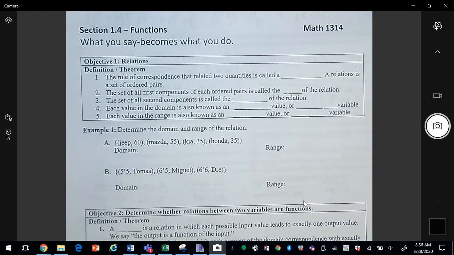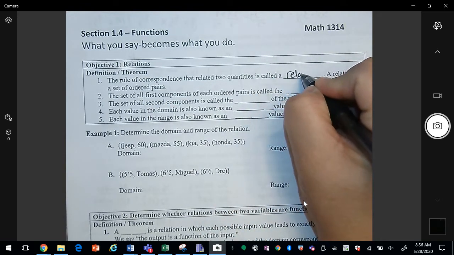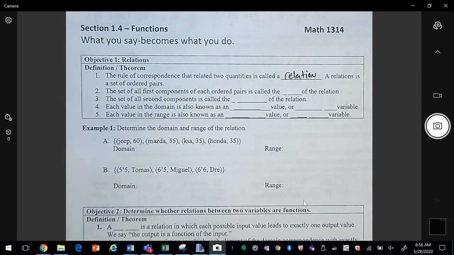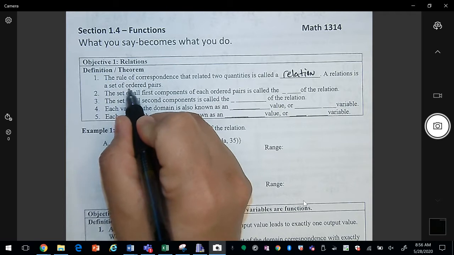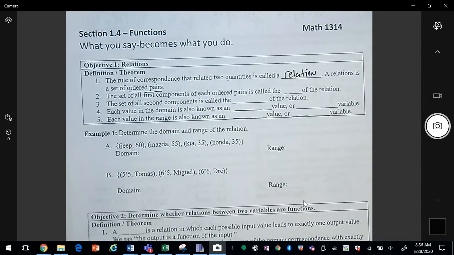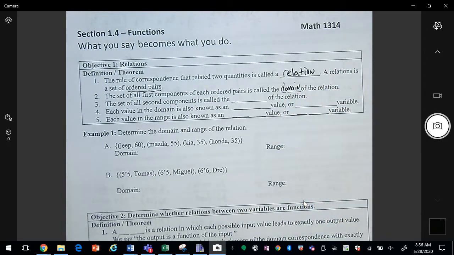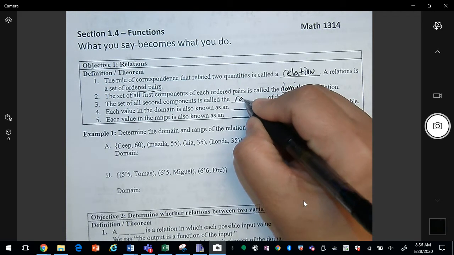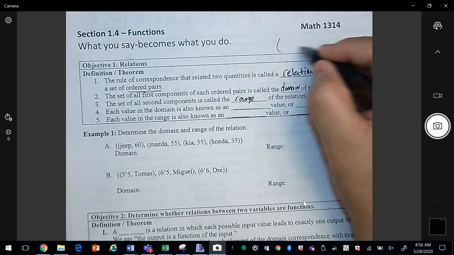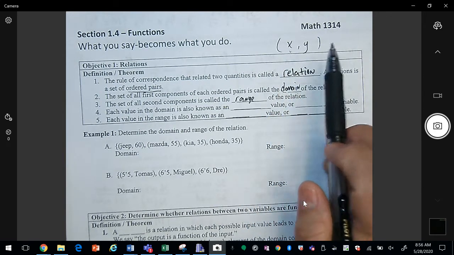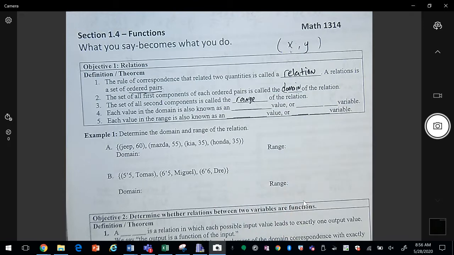The rule of a correspondence that relates two quantities is called a relation. A relation is a set of ordered pairs. In section 1.1, we learned what a set of ordered pairs was. The set of all first components of each ordered pair is called the domain of the relation. The set of all second components is called the range. What I mean by that is if you have an ordered pair, the x here is considered to be your first component and the y is the second component.